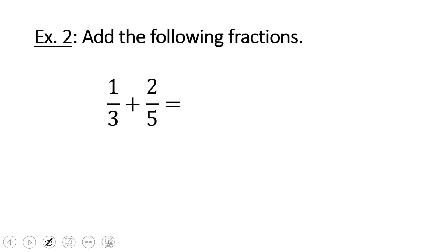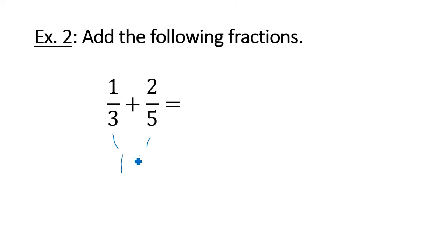Our second example, we have to add 1/3 and 2/5. Now you can see this is different because we have a 3 and a 5 as the denominators, and they're obviously different numbers. So we have to do some converting before we can add. What we have to ask ourselves is, what is the least common multiple between 3 and 5? Which means, what's the smallest number that both 3 and 5 can divide evenly into?